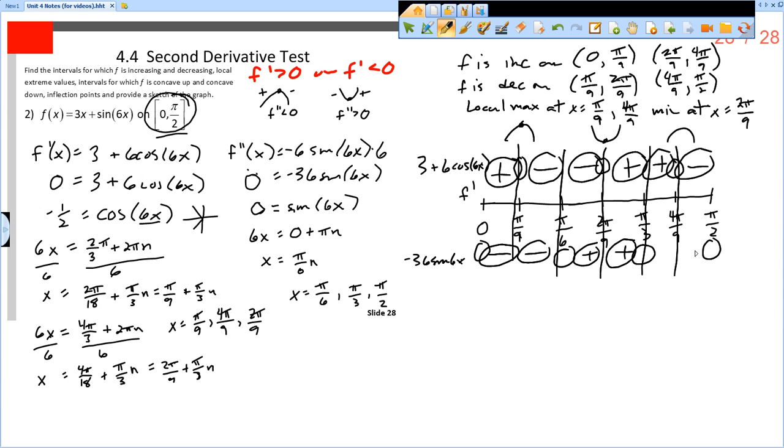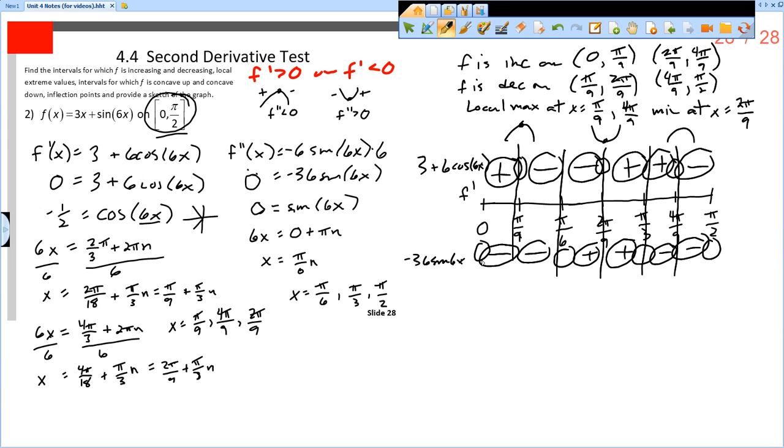All right, and then in between pi over 3 and pi over 2, so how about 4 pi over 9? So 6 times 4 pi over 9, that would be 24/9, or 8 pi over 3. So sine of 8 pi over 3. So 6 pi over 3 is the same as 0, so 8 pi over 3 is the same as 2 pi over 3. And so that would be a positive number times the negative 36, so we get a negative there. All right, whole lot of unit circle trig going on there.